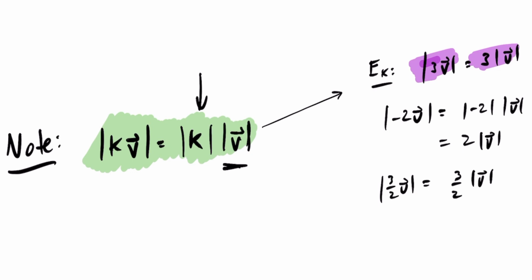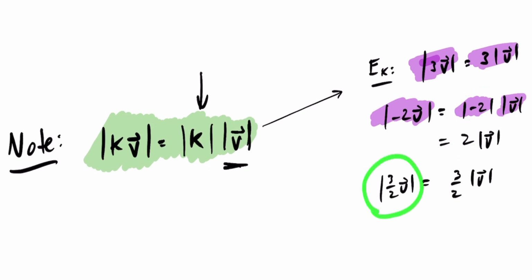If I want to calculate the magnitude of vector negative 2v, the minus 2 comes out with an absolute value in front, and then you calculate the magnitude of vector v. Notice here that the absolute value just becomes your 2. Likewise, the magnitude of 3/2 v, 3/2 comes out, and you calculate the magnitude of vector v.